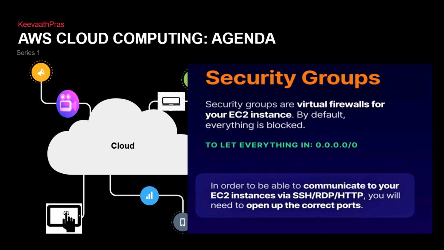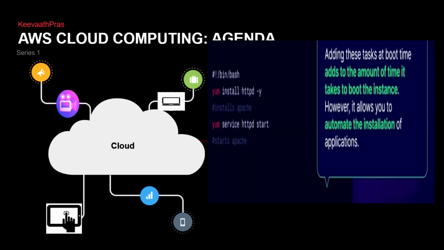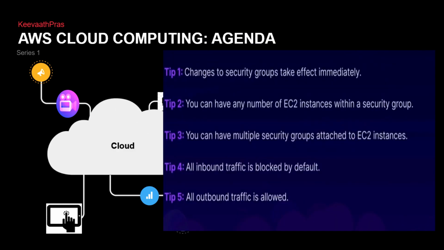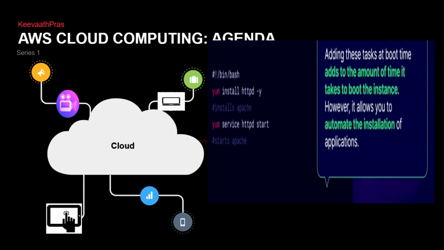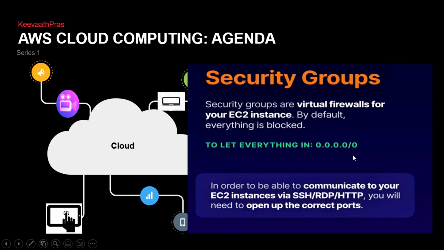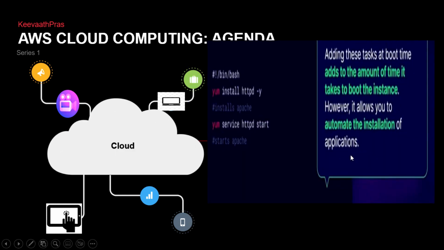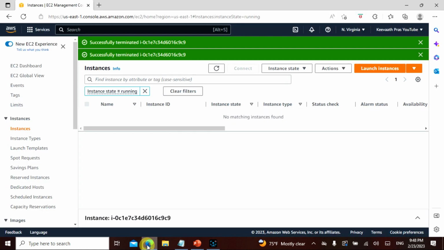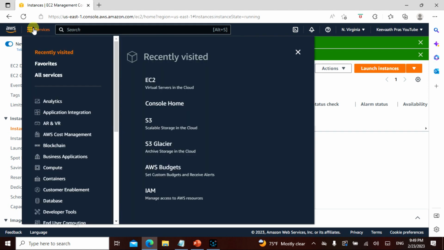As I said, SSH, RDP, HTTPS, HTTP will be opened. I'll show you that. And when we talk about bootstrap, the bootstrap just allows us to automate the instance. Having said that, let's go to our instance here. As I said, I promptly terminated it. So let's go to the services, let's go to EC2.